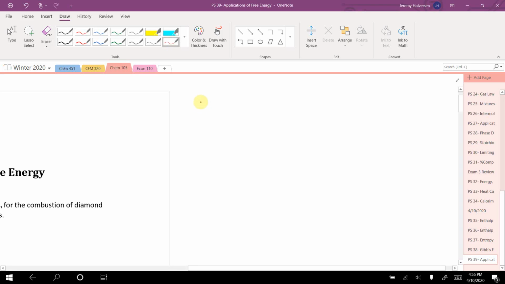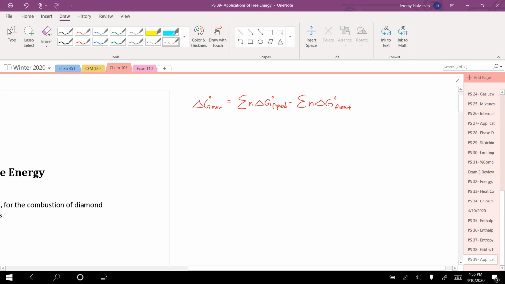So if we want to calculate the delta G naught of a reaction, meaning at standard conditions, 25 degrees Celsius and 1 atmosphere, then we can do so by taking N times the delta G naught of formation of the products minus N times the delta G naught of formation of reactants. Because the values tabulated in the book for delta G's of formation are at standard conditions, doing this math will give us delta G of the reaction at standard conditions.